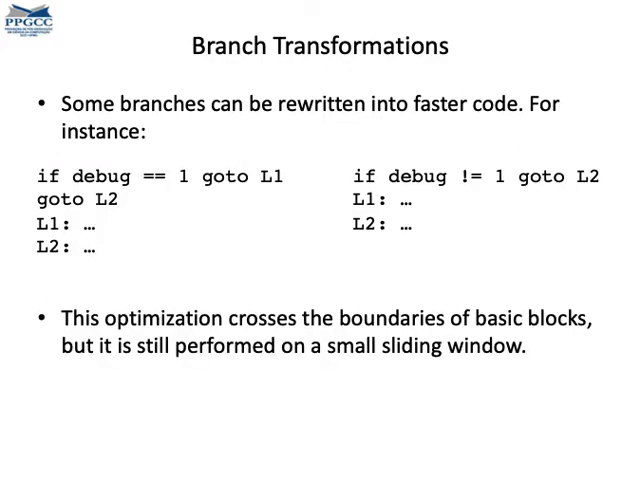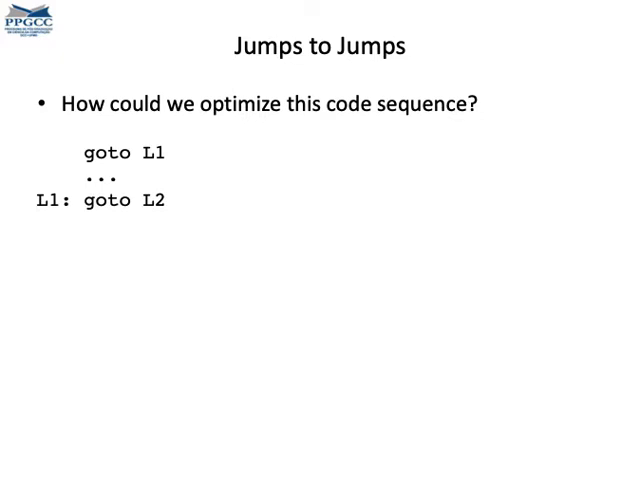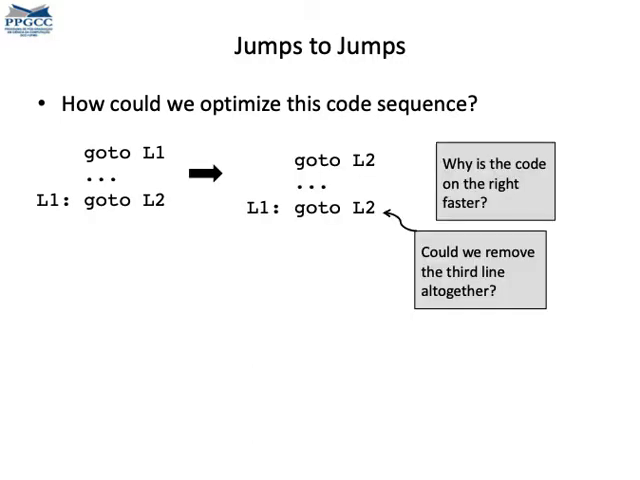Also, Peephole optimizers can improve branches. For instance, the code on the left is equivalent to the code on the right. And the code on the right is a bit shorter, and we can assume that it will run faster. Indeed, concerning jumps, there are many optimizations that we can perform. For instance, how could we optimize this kind of pattern on the left? We could rewrite it to look like the code on the right.